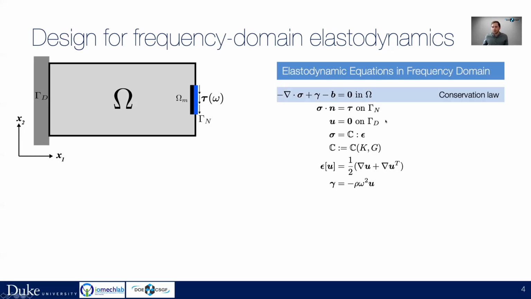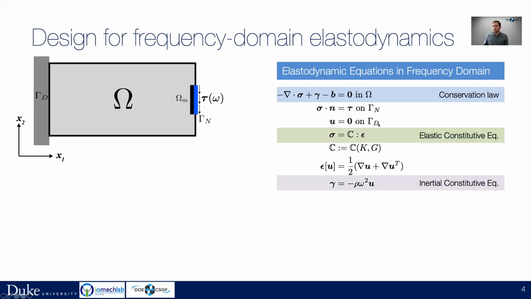Here we have our conservation of momentum equation, the negative divergence of the stresses, sigma, plus the mass inertial forces, gamma, minus applied body forces is equal to 0. We have boundary conditions on the Neumann and Dirichlet boundaries. And I'll highlight the two constitutive equations that appear in this model. The first is the constitutive equation relating the stresses to the constitutive tensor times the strains. And the second is the constitutive equation relating the mass inertial forces to the negative mass density rho times the frequency squared times the displacements, or essentially mass times acceleration in the frequency domain.